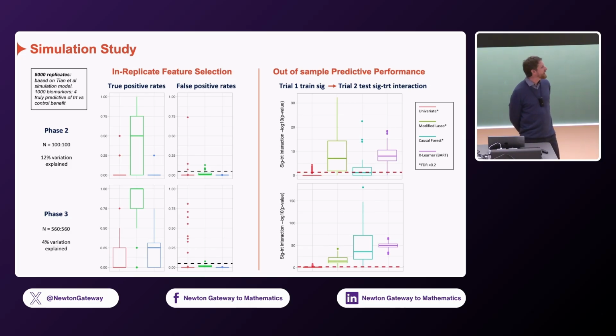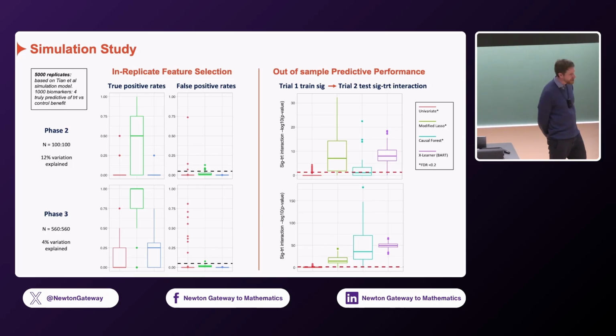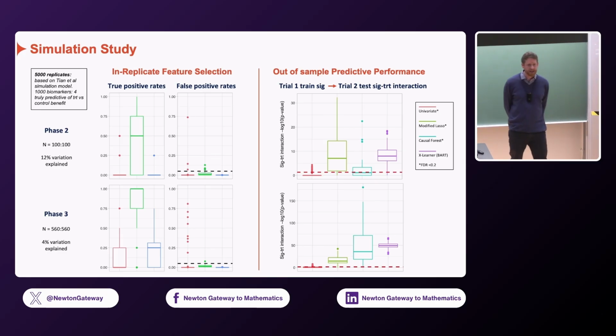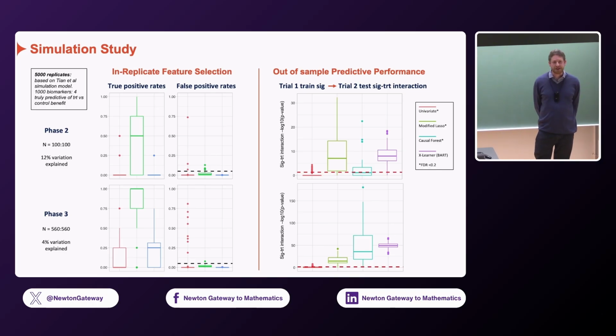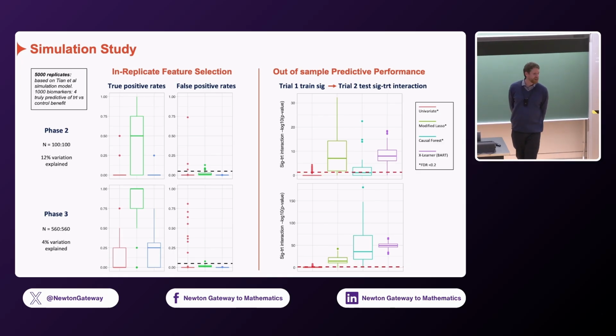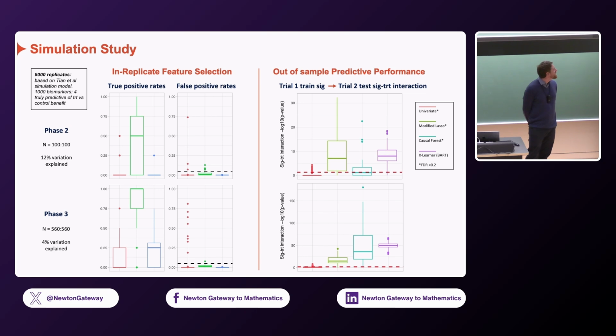On the left-hand side, we're evaluating feature selection, and on the right-hand side, we're evaluating predictive performance. So basically, the modified covariate lasso seems to do quite well for feature selection, which is the green box. It seemed to identify most of the true predictive features while controlling error. I think that indicates that I've probably made this problem too easy, because I don't think I would expect this procedure to find all true predictive features in reality in a phase 3, let alone a phase 2 trial.